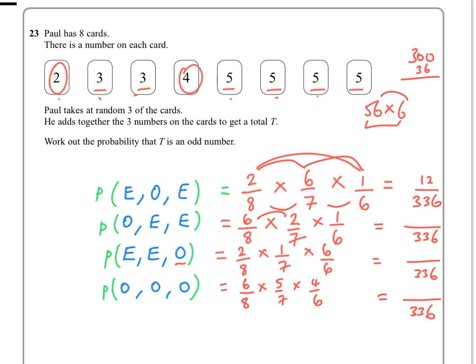And then what have we got? 6 times 2, so that's 12. And then 2 times 6, that's 12. So that's looking like they're all 12s, but be careful, because this last one isn't. It's 30 times 4, which is 120. So what have we got?